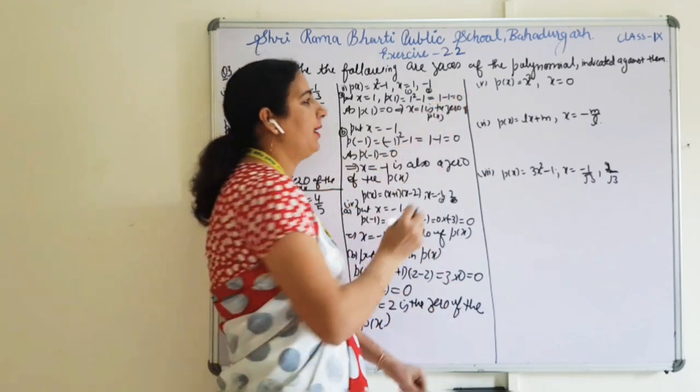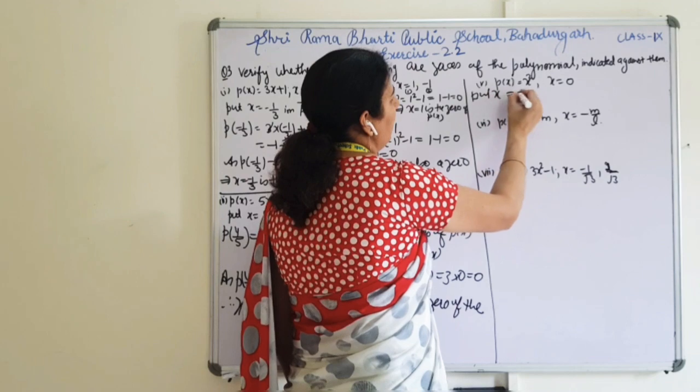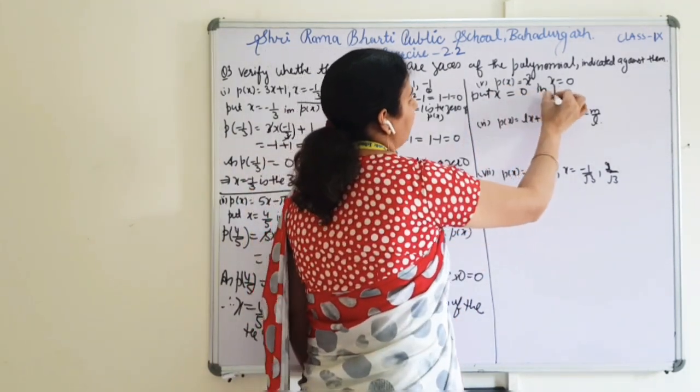The fifth part is put x is equal to 0. Put x is equal to 0 in p(x).